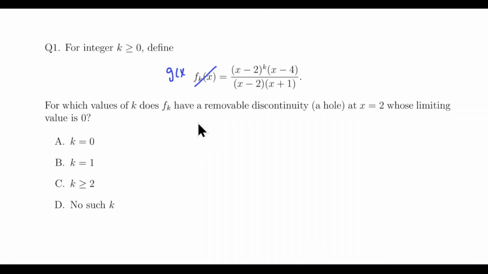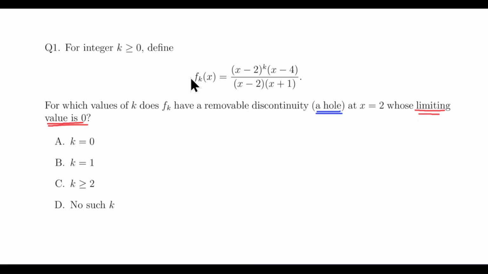Anyway, they are asking for what value of k does f(x) have a removable discontinuity, which is called a hole. You might have heard the word hole. Holes and VAs may not both be removable discontinuities, but it's fine, both are given. At x equal to 2, whose limiting value is 0. What is the meaning of limiting value is 0? You understand that x equal to 2 is a hole, and when will x equal to 2 be a hole? I'll talk about limiting value in a minute.